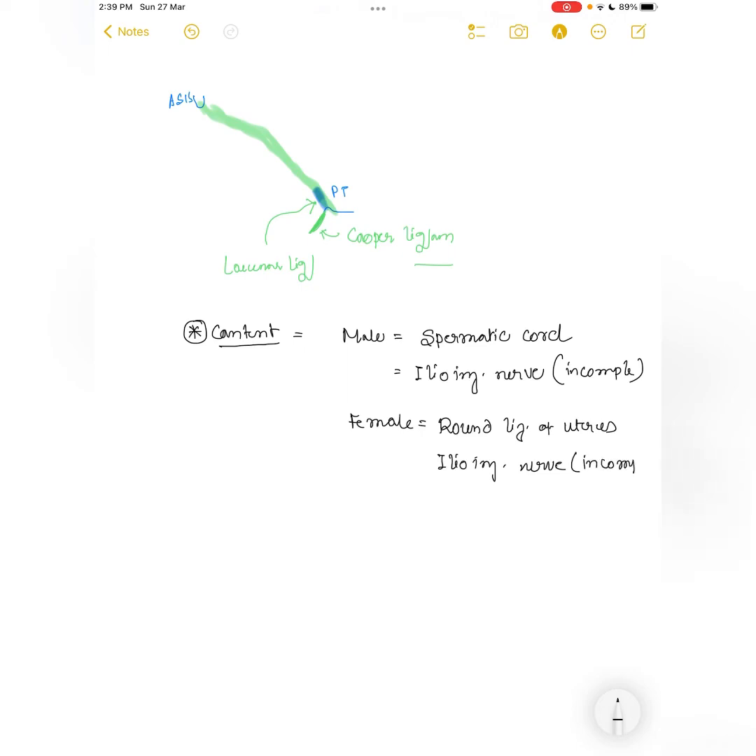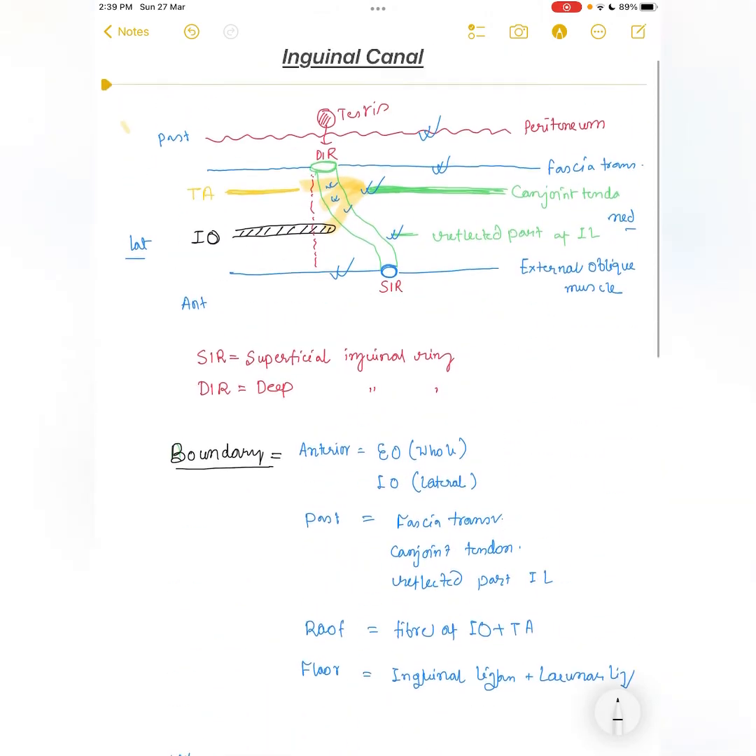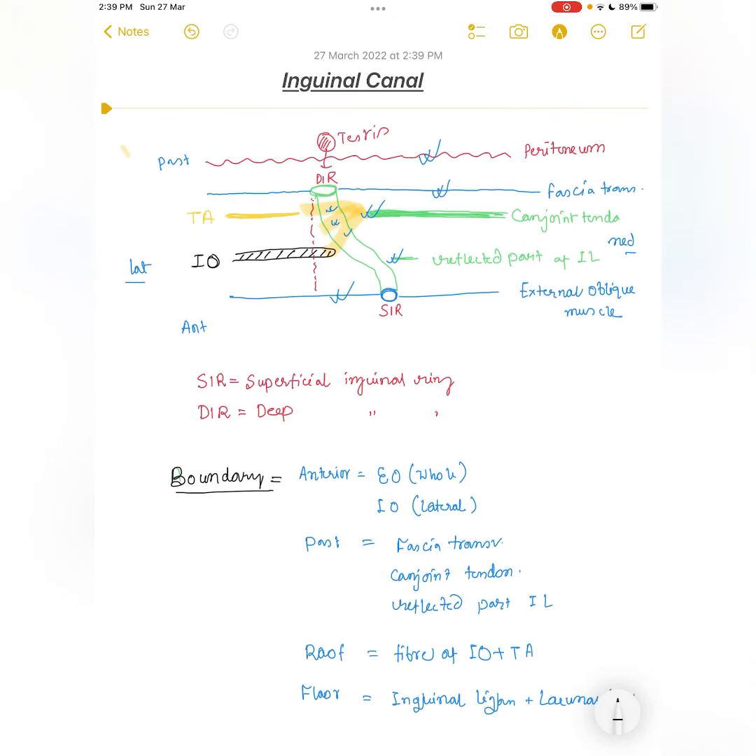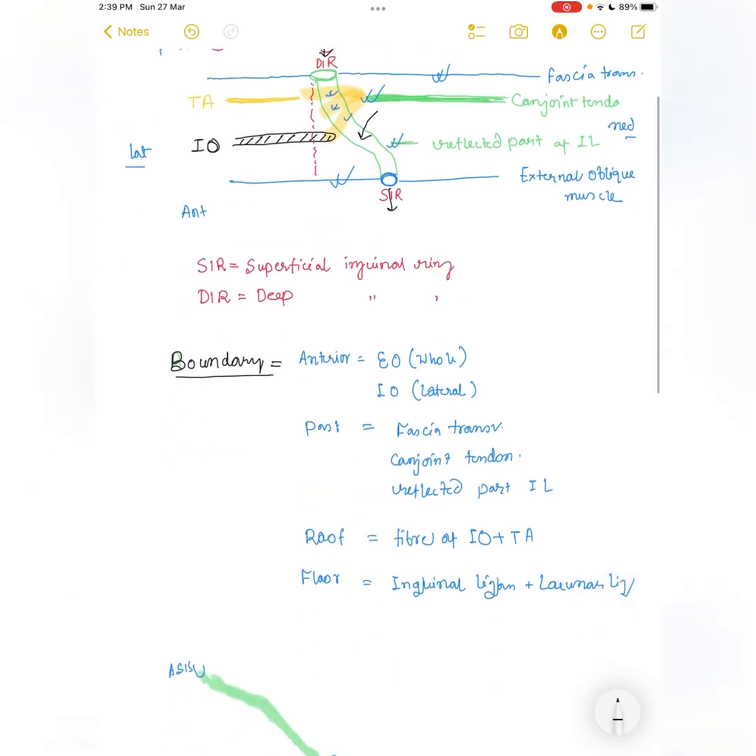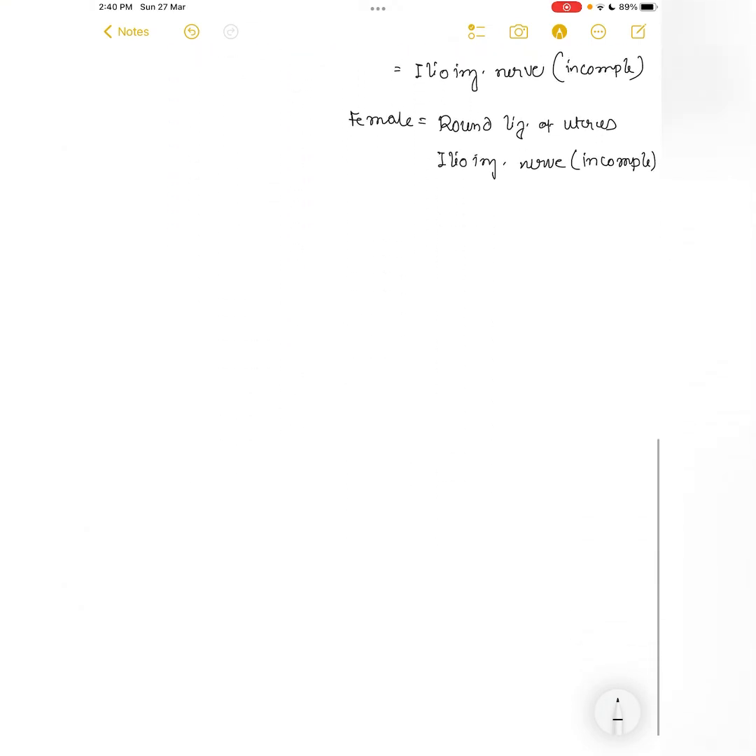Here I want to discuss why I call it incomplete. Suppose this is the testis coming through the deep inguinal ring, then through the inguinal canal, and then coming here. But the ilio-inguinal nerve comes from here, so it is not coming through the deep inguinal ring. So we call the ilio-inguinal nerve an incomplete content of the inguinal canal. And next is the spermatic cord. It is also very important.